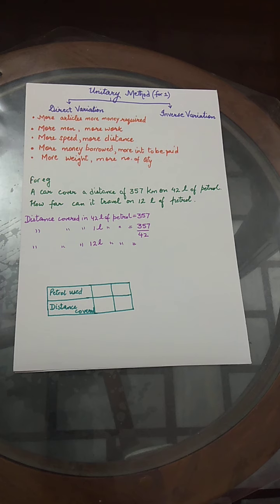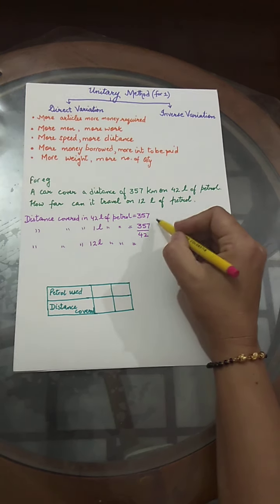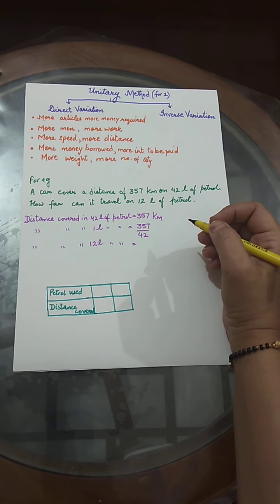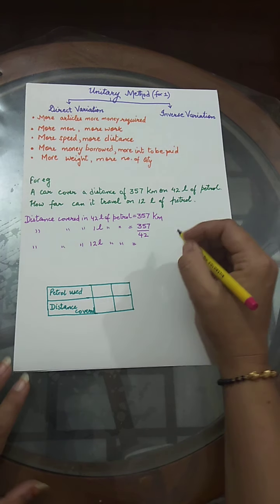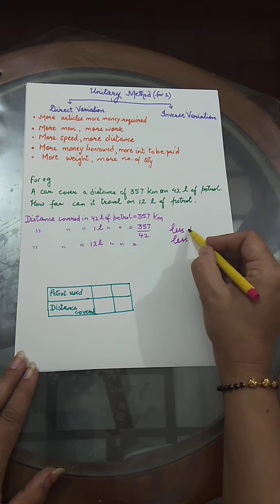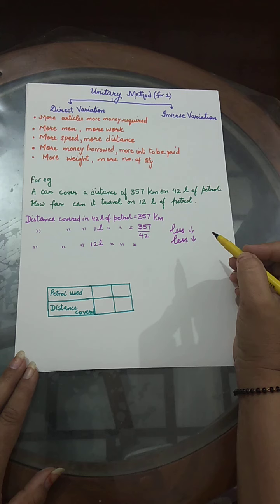Now I have solved one question for you. The question is: a car covers a distance of 357 kilometers on 42 liters of petrol. How far can it travel on 12 liters of petrol? Now, what does this mean? If the distance covered in 42 liters of petrol is 357 kilometers, and we compare 42 and 12, there is less use of petrol and there is less distance covered. So both are less, so it means it is a direct variation.